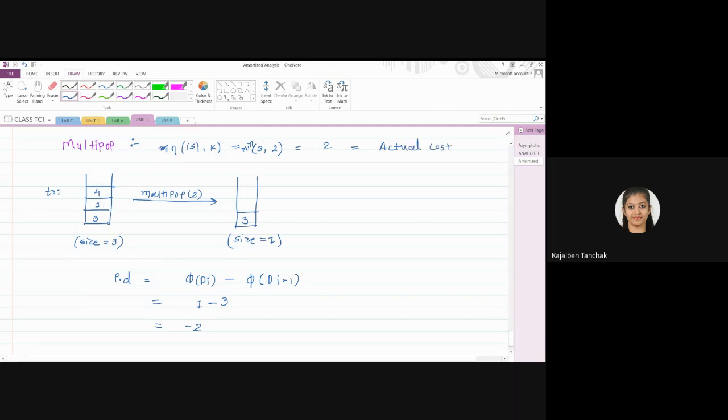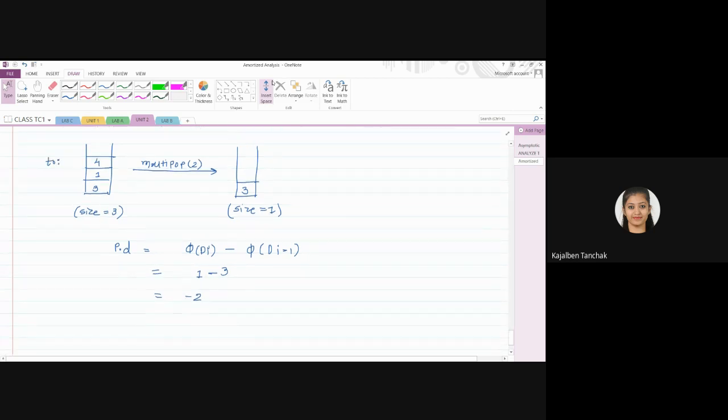Let's say the size of this stack is 3 and we are popping 2 elements. Whichever is the minimum out of 3 and 2, 2 is the minimum, so that will be your actual cost. If you want to find the amortized cost, then Ci cap equals Ci plus the potential difference. The actual cost is 2 and the potential difference is minus 2, so your amortized cost for multi-pop is 0. That we have proved, right?